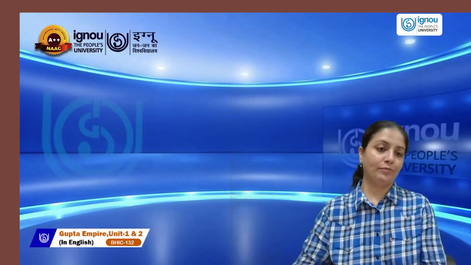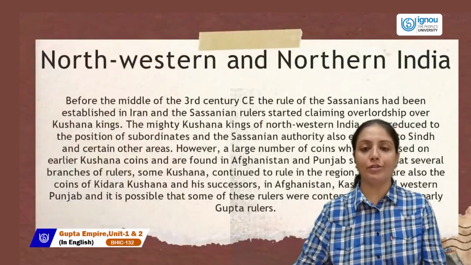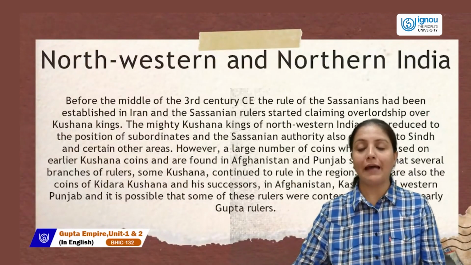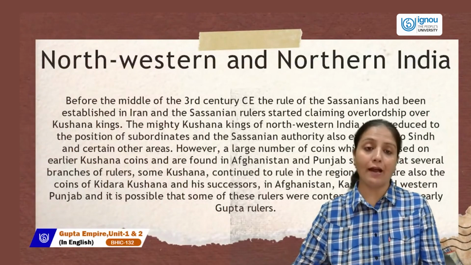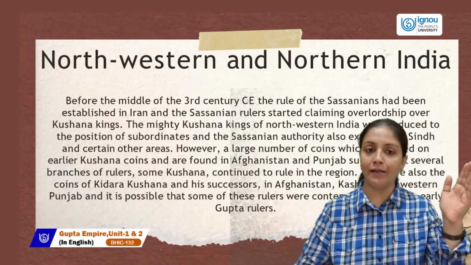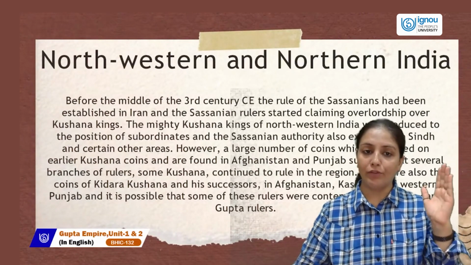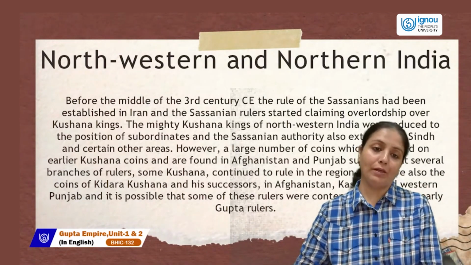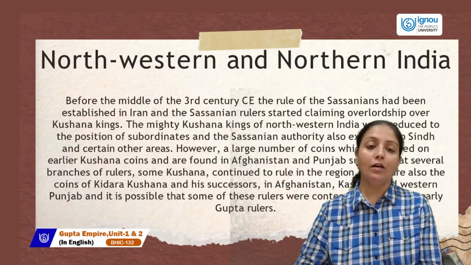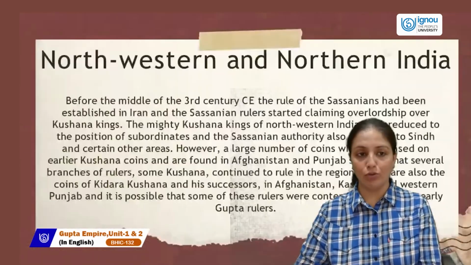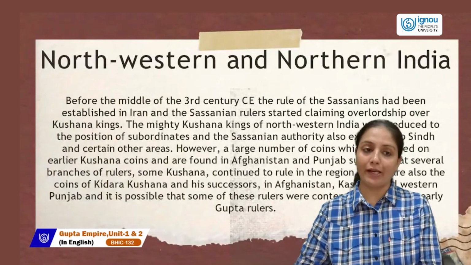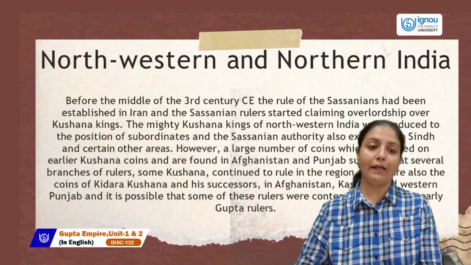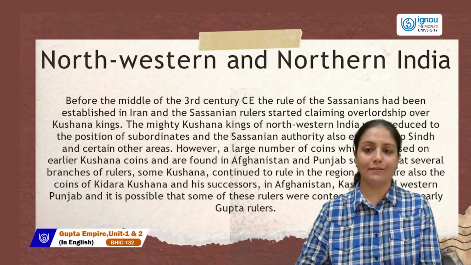East, west, north, south. We are talking about north, west, and northern India. Before the middle of 3rd century CE, the rule of Sasanians had been established in Iran. Because we are talking about the western side, we are talking about Sasanians. Sasanians were a group of people who belonged to the Sasanian rulers, and they were established in Iran and nearby Iraq areas, in desert areas.